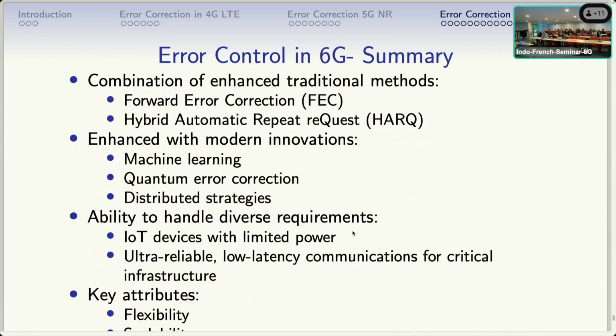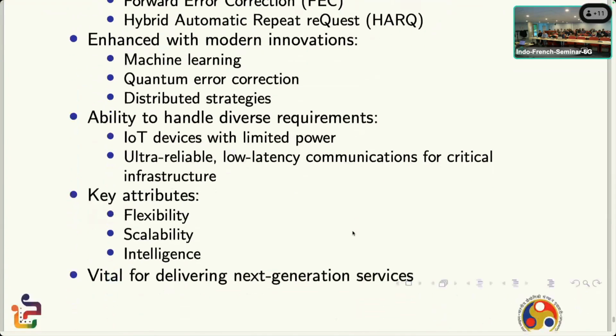One is the enhanced forward error correction and hybrid automatic repeat request that was there in 3G, 4G, 5G. But we require one more aspect, the machine learning aspect combined with all these. Then quantum error correction, which people also suggest. And the distributed strategy, as I told, for error correction. It should be able to handle different scenarios like IoT with limited power, and we require ultra-reliable low latency communication with critical infrastructure. And the main factor we are trying to see is flexibility; these are all the requirements for next generation services.